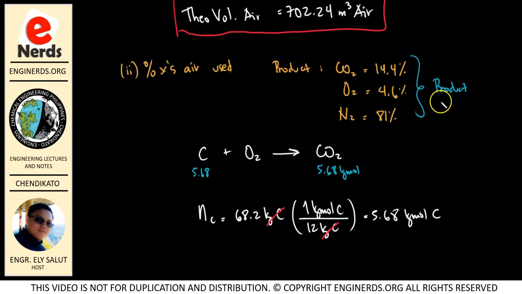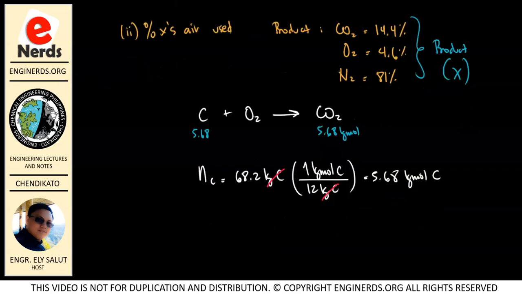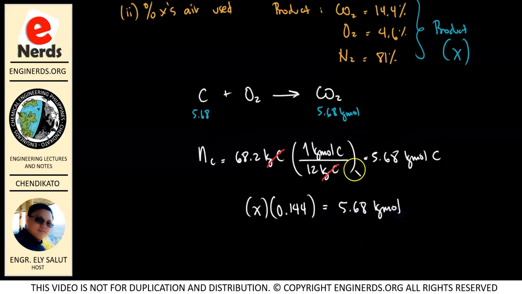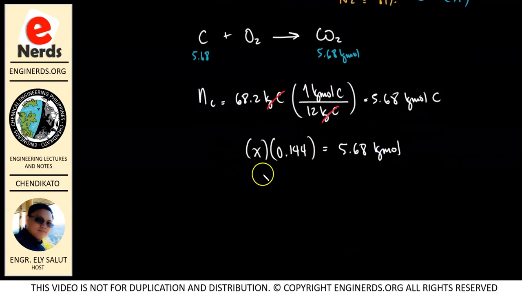So that means you can get kung ano ang number of moles ng ating product. And let's say that is X. Okay, so that is the number of moles ng ating product. So what do we mean by that? So if our product is X, 14.4% of that, so 0.144 is equal to the number of moles ng carbon. Dahil 1:1 naman siya. So that means this is 5.68 kilogram moles.